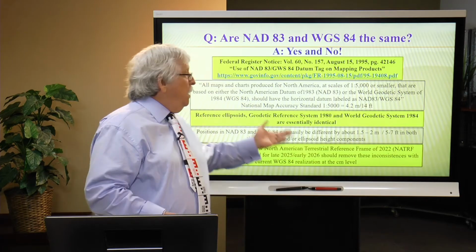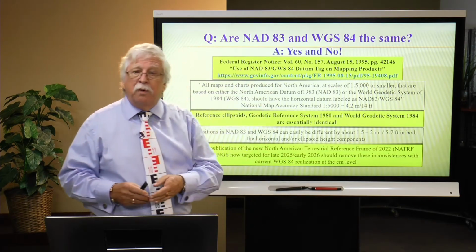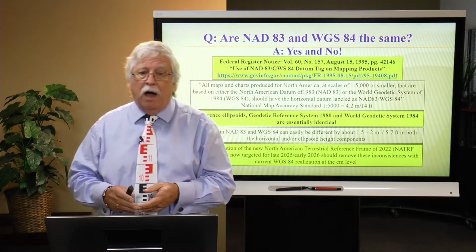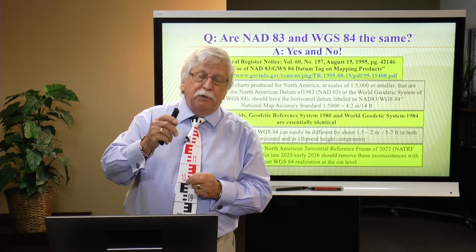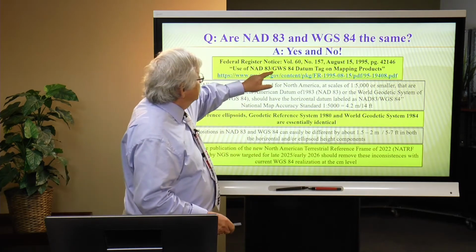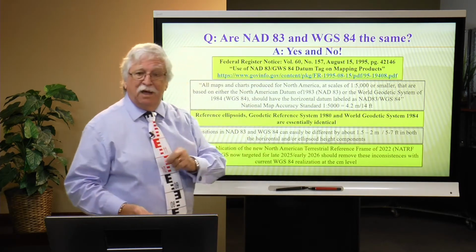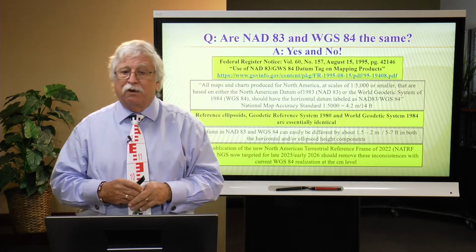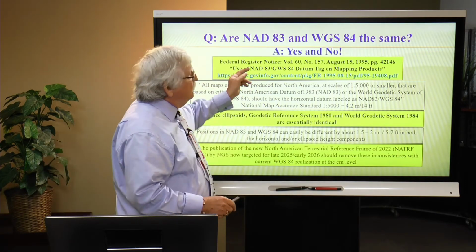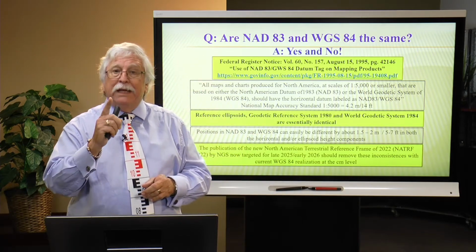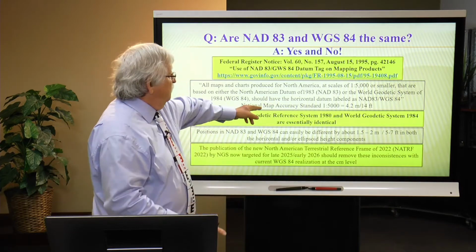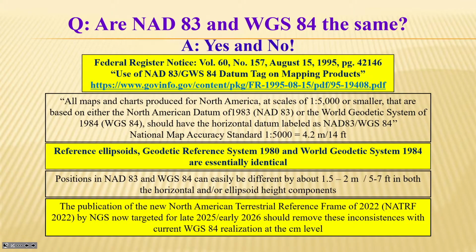So first of all, there is a Federal Register notice that was published in 1995 that specifically states that NAD83 and WGS84, although they typoed it, that's not a typo in mine, that's a typo in the Federal Register notice, can be considered to be identical for mapping and charting applications at a scale of approximately 1 to 5,000. So that means the positional uncertainty of anything within a map or chart would be in the range of about 4 meters.